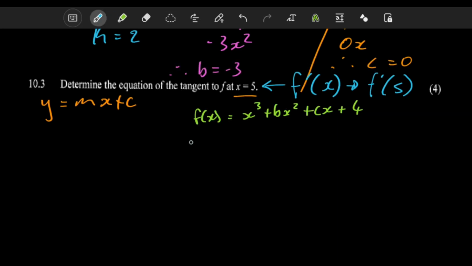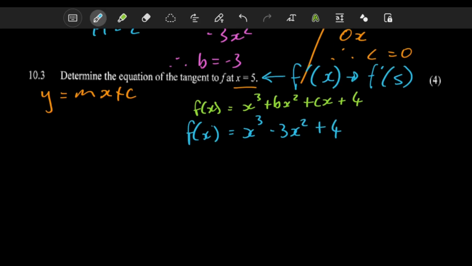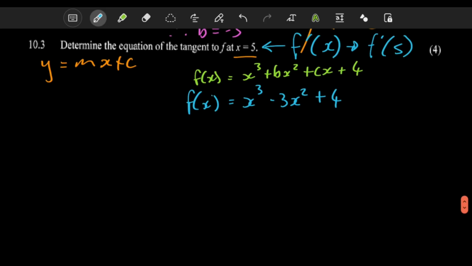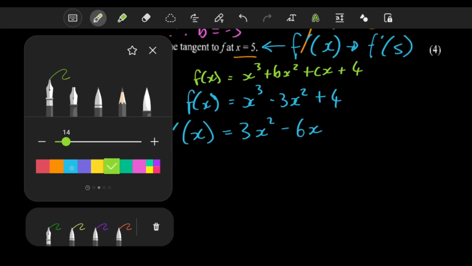Anyways, let's see what we have here. F of x is equal to x cubed. B, we worked it out to be negative 3x squared. C was a 0, so this is just a 4 like that. And then what do we need now? This is our f of x function. If you differentiate this function, let's see what you have here. 3x squared minus 6x. This is what your differentiated expression looks like.